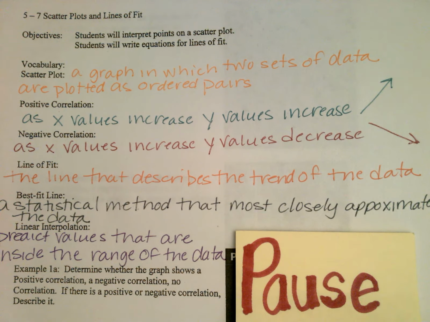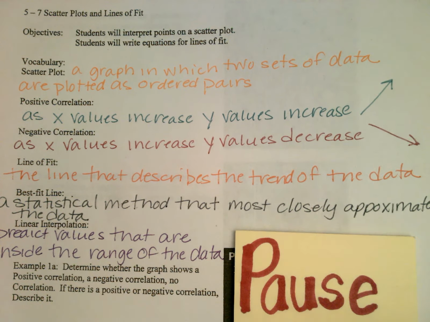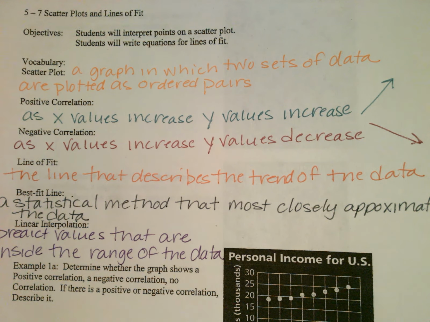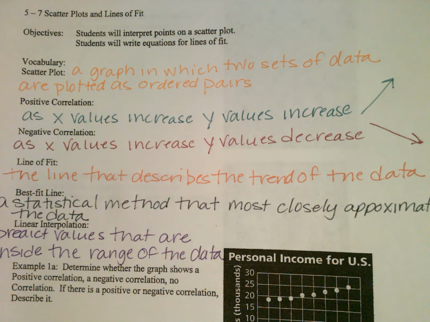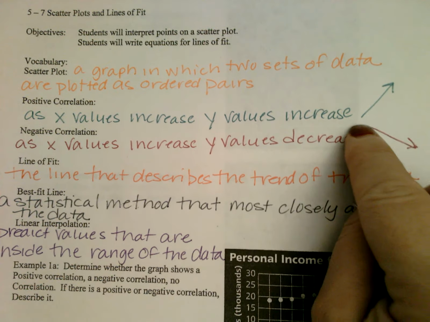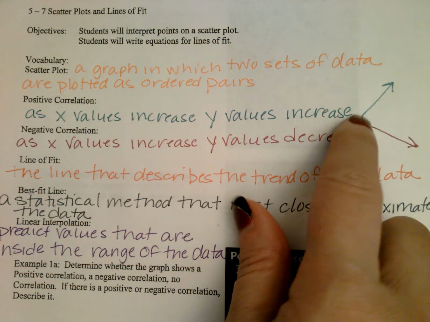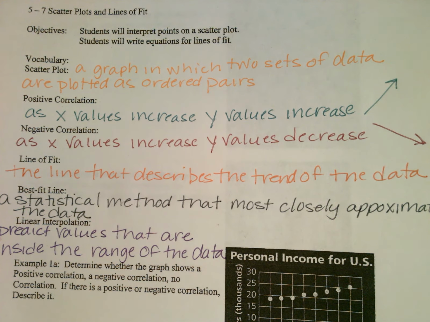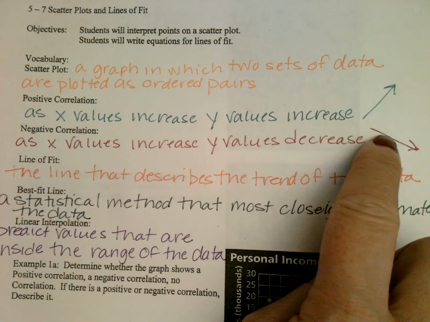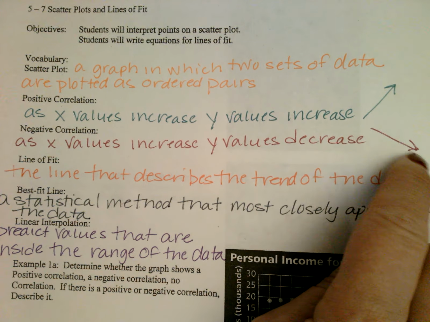Okay, scatter plot, a graph in which two sets of data are plotted as ordered pairs. So sometimes you get just a list of ordered pairs. You will find this used in statistics and data a lot. Okay, positive correlation. As the x values increase, the y values increase. It looks like a positive sloped line, positive correlation, positive sloped pattern. Negative, as the x values increase, the y values decrease, demonstrating a negative behavior.